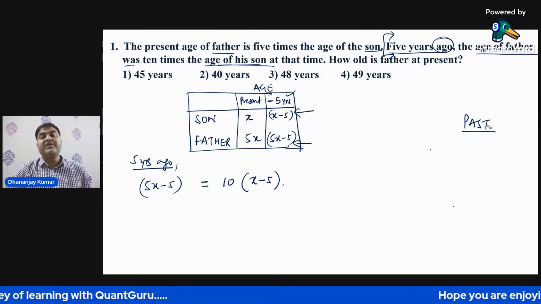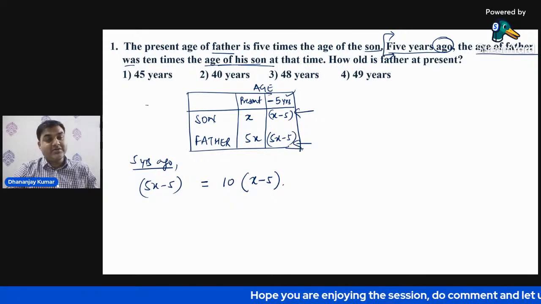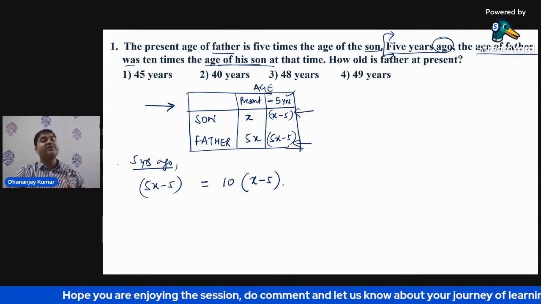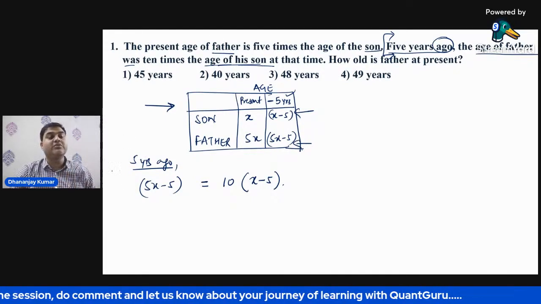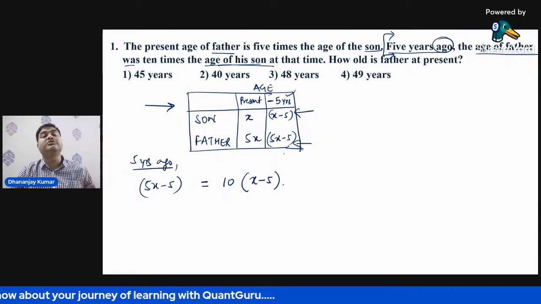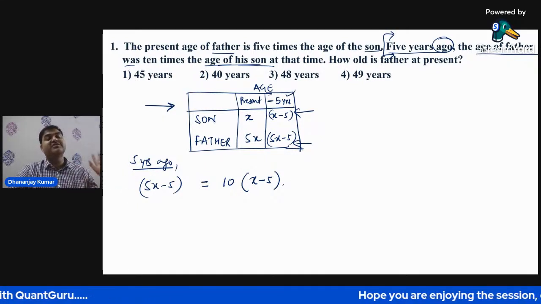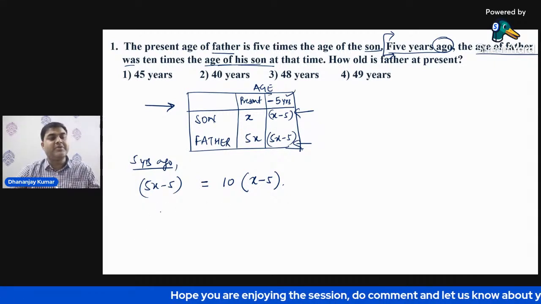Step 1, read the question properly. Step 2, write down in table format all the data which is given. Step number 3, try to make an equation by reading the question after the full stop, that is 5 years ago, 5 years hence, all those, and write the equation. That's all. Now it is a one variable equation.